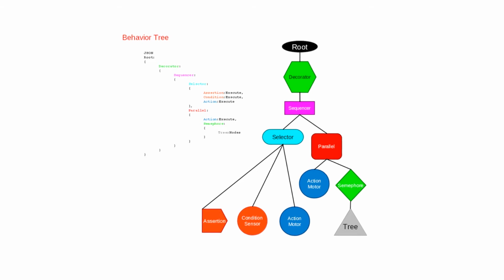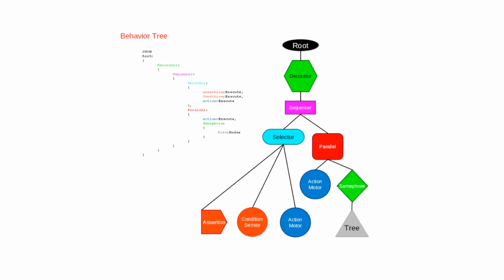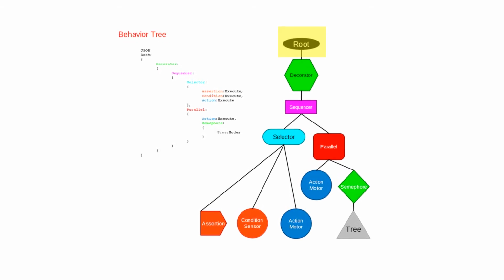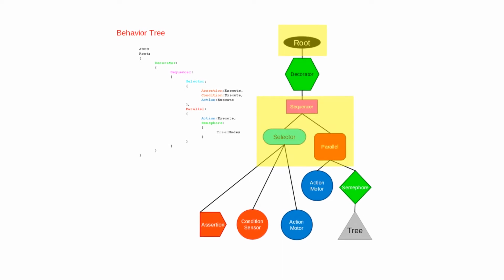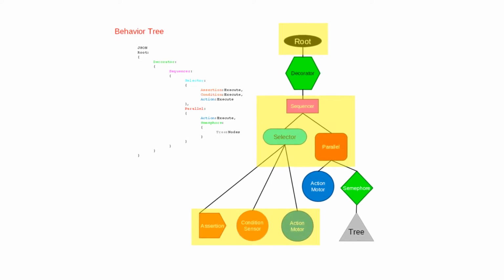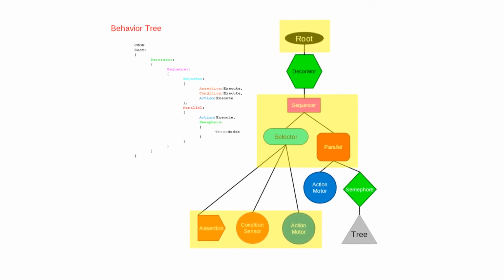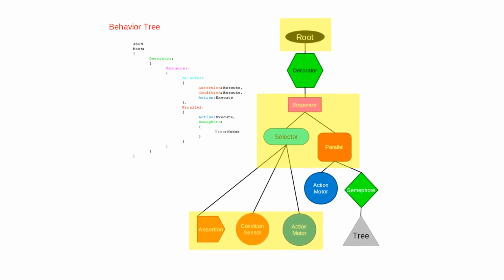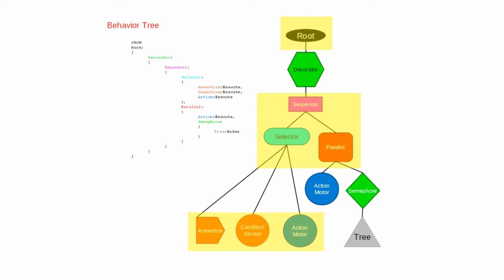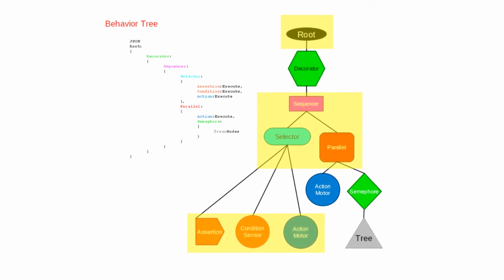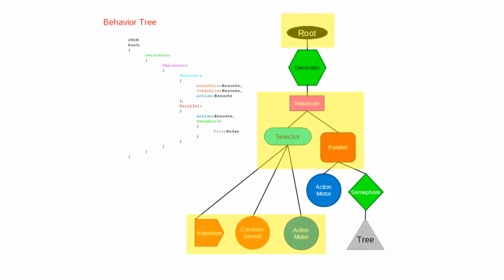A behavior tree is constructed from three types of nodes. You have a root node, composite node, and leaf node. There is one type of root node, three types of composite nodes, and two types of leaf nodes. The root node is the start node of the tree. You only have one of those in each tree.